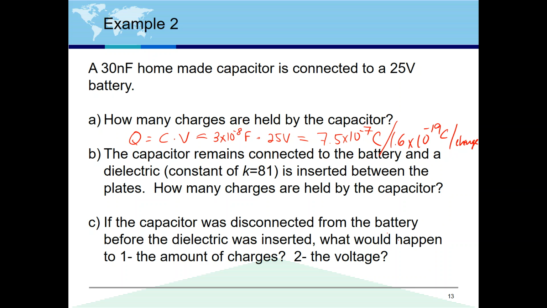All right, question B. The capacitor remains connected to the battery. It's the same capacitor, except this time I'm putting a dielectric in there. What is going to happen to the number of charges that it can hold? Is it going to be able to hold more charges? Yes. How many times more charges? 81 times more charges. So in this case, 81 multiplied by 7.5 times 10 to the minus 7 coulombs is going to be the new total charge that I could store in this capacitor.